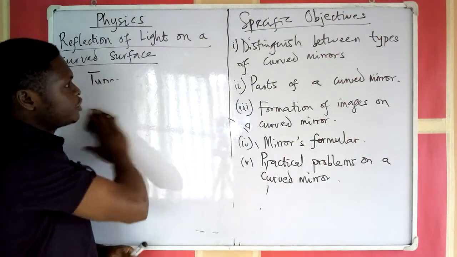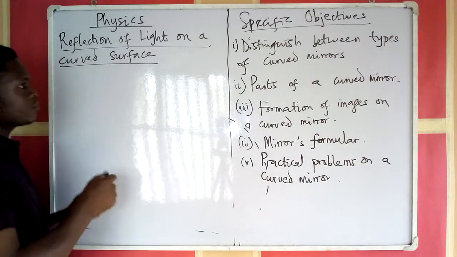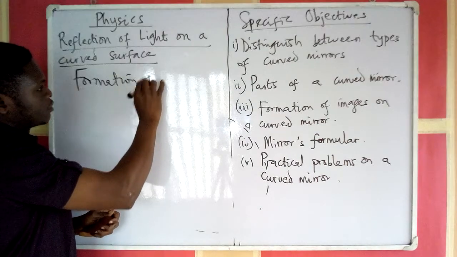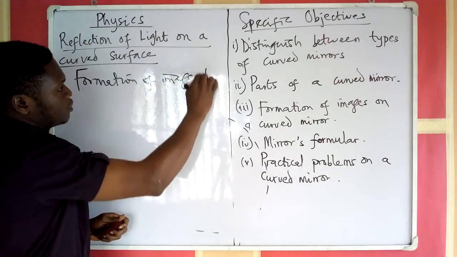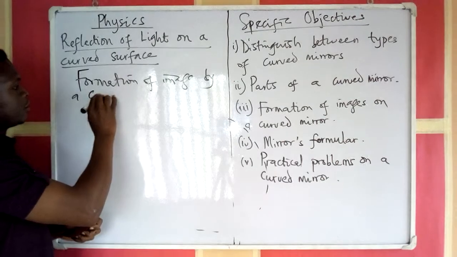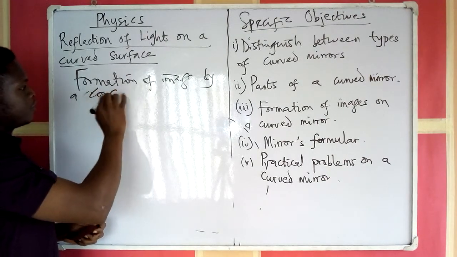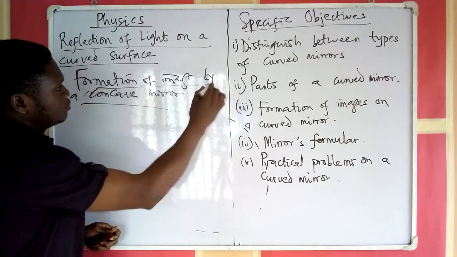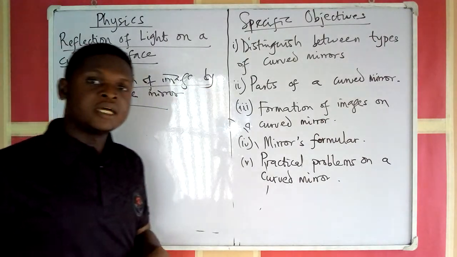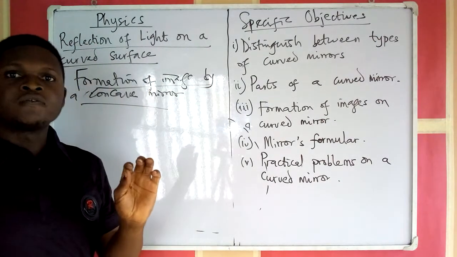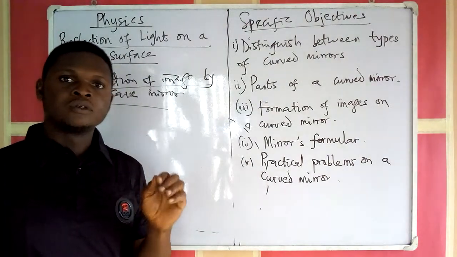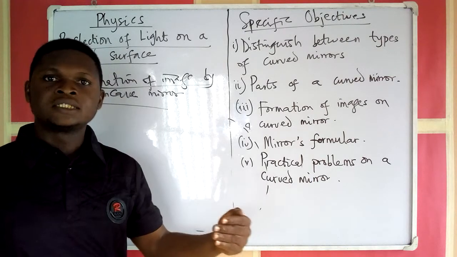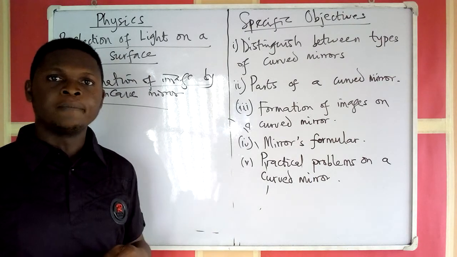So looking at the formation of image by a concave mirror. We say that the properties of image formed by a concave mirror vary as the object distance varies in front of the mirror.